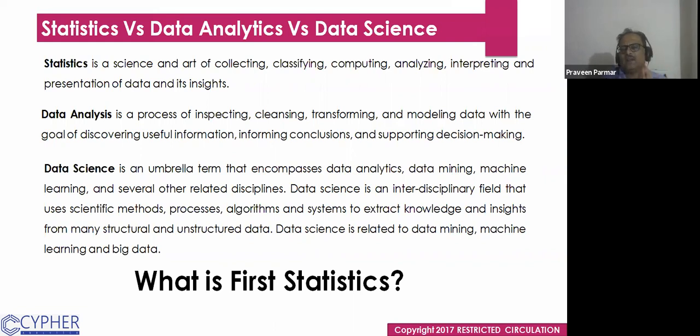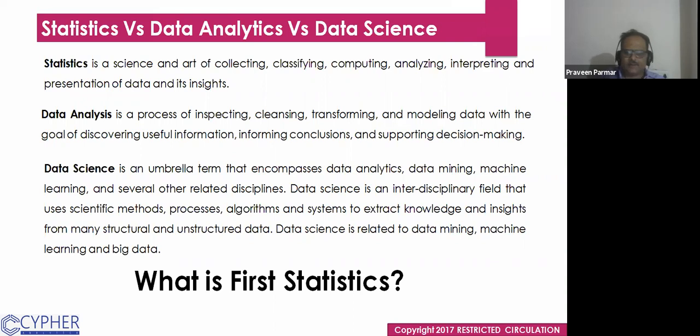If there are some gaps and some abnormalities in the data, then we clean it. We clean the data and we transform the data as per our requirement, rows and columns, whatever. And finally, we model the data. We train the data, we do machine learning, whatever activity, with the goal of discovering useful information, informing conclusions, and supporting us in decision making. That is data analysis.